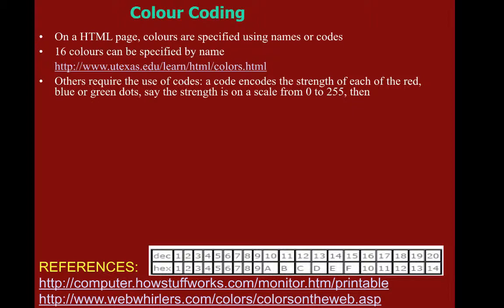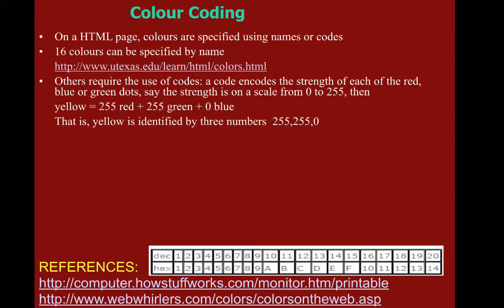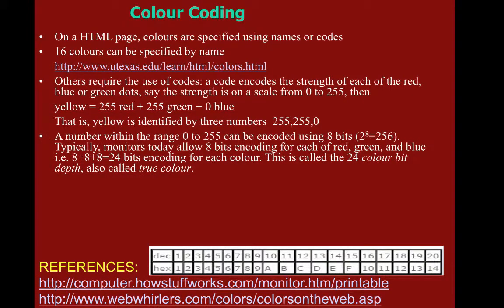So each color can be encoded, right? Remember, every color is constituted by some intensity of red, some intensity of green, and some intensity of blue. So if you wanted to generate yellow, full intensity of red, full intensity of green, and zero intensity of blue. So yellow can be identified by those three numbers, and it's always in that order: red, green, blue.